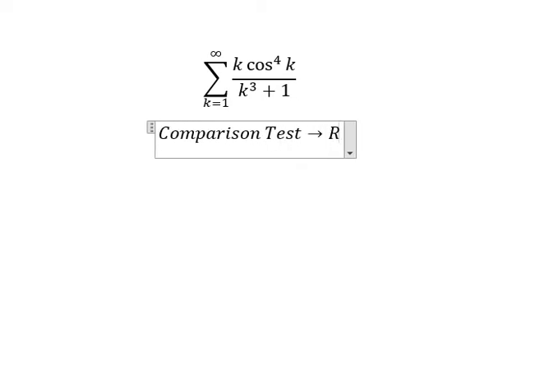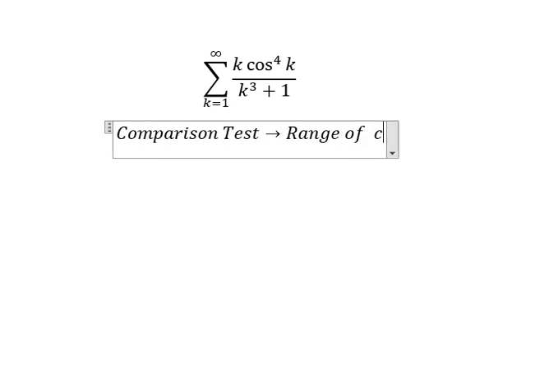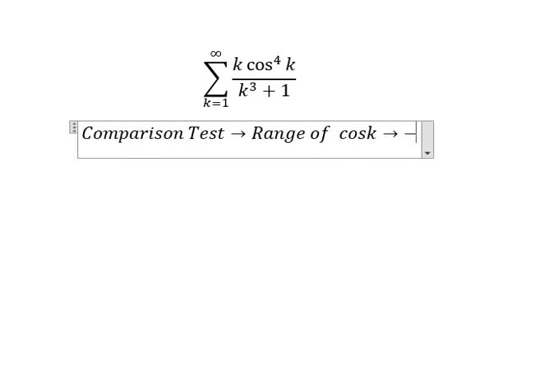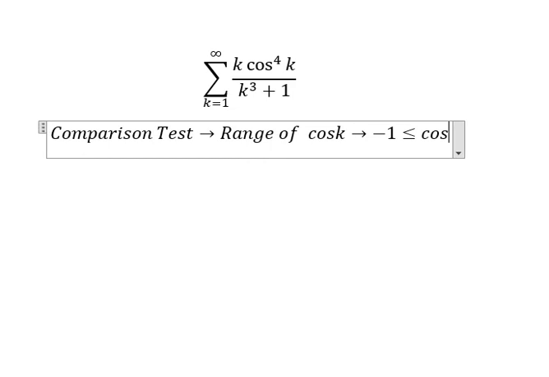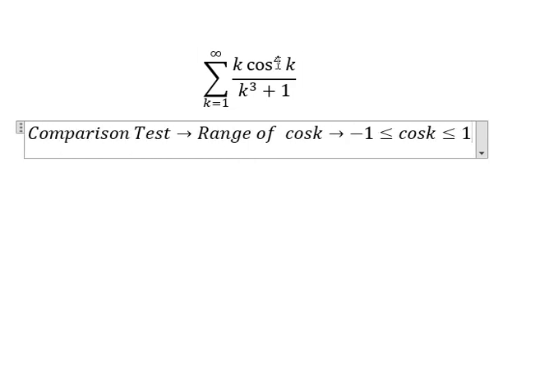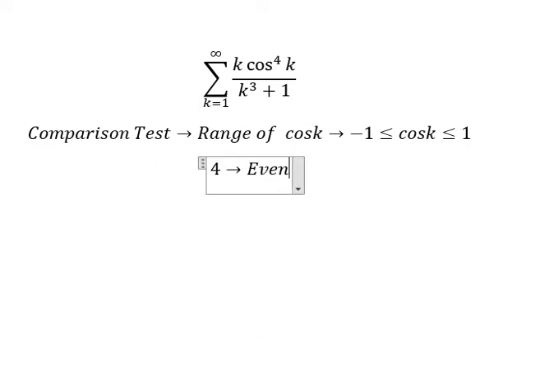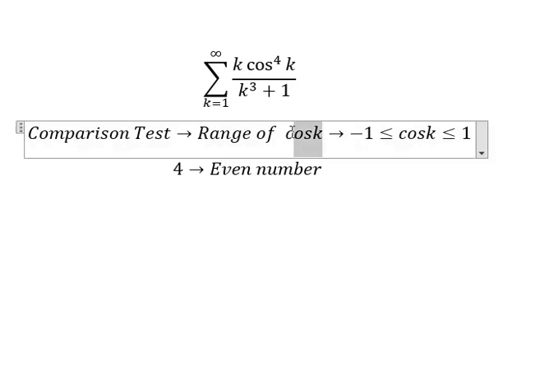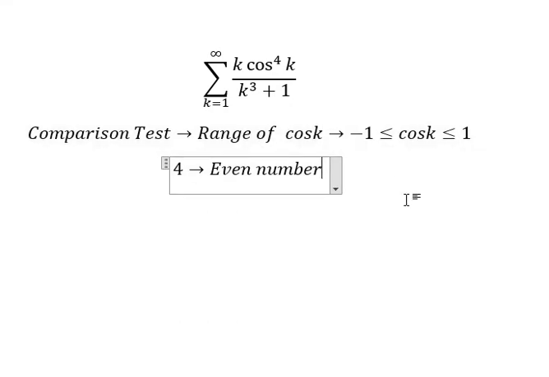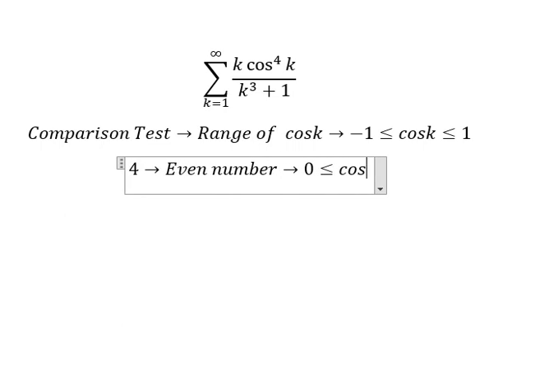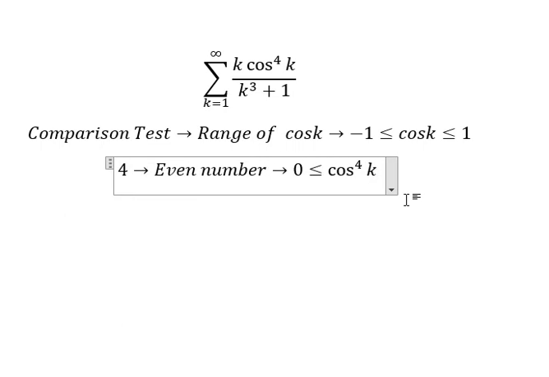So we know that the range of cosine k is from negative 1 to positive 1. However, we have the power 4. So we know that 4 is an even number. So when we put an even power here, it always provides a positive number. So the range of cosine k to the power of 4 should be from 0 to 1.